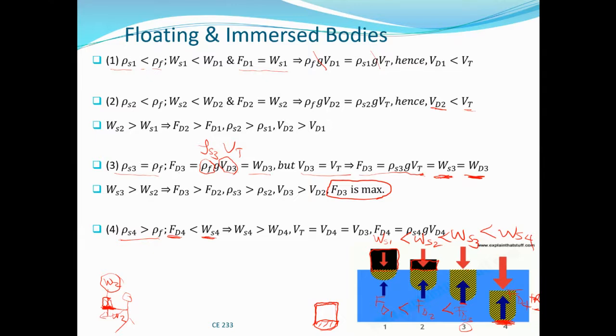And when it sank to the bottom, the weight of the ship is greater than the weight of the displaced fluid. While in the third case, the weight of the ship is equal to the weight of the displaced fluid. But when it sank to the bottom, because the density of the ship is greater than the density of the fluid, the weight of the ship is also greater than the weight of the displaced fluid.